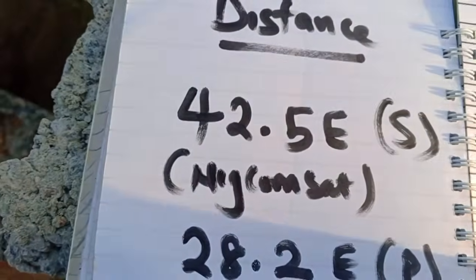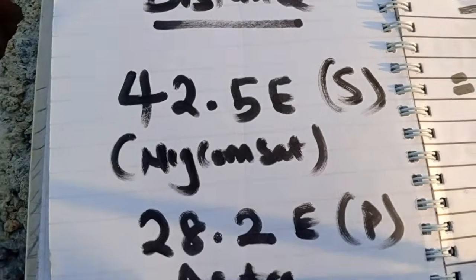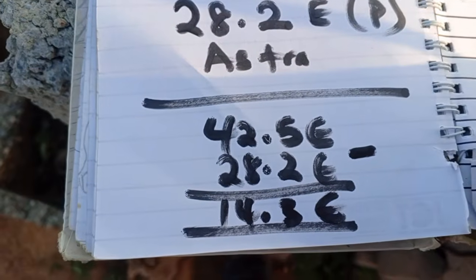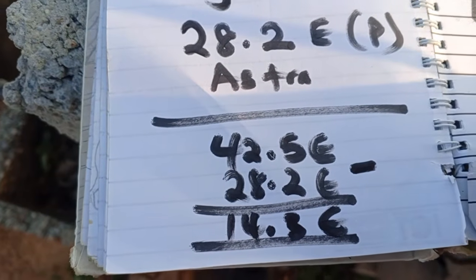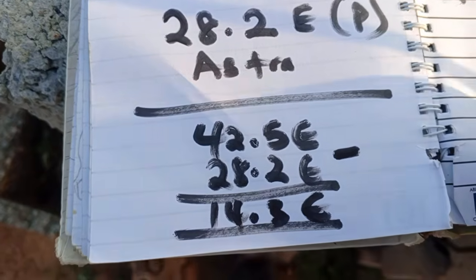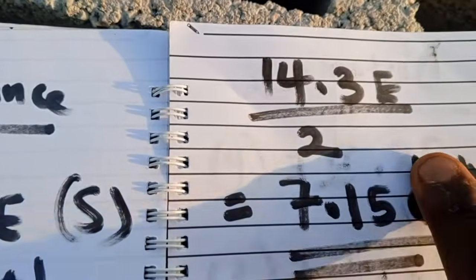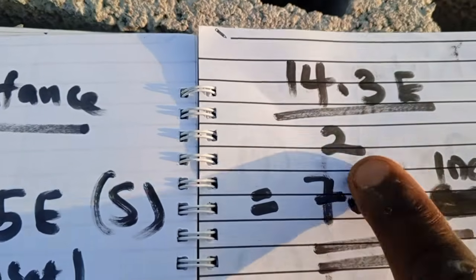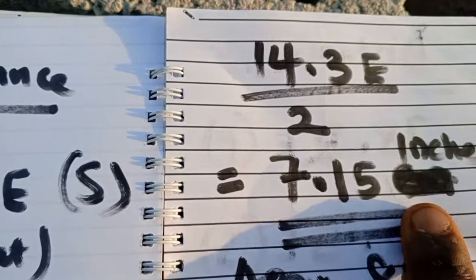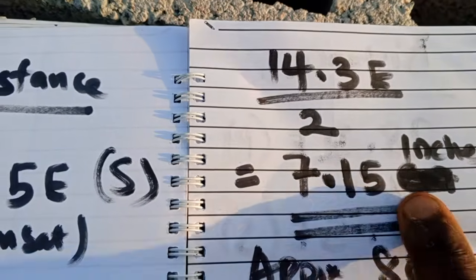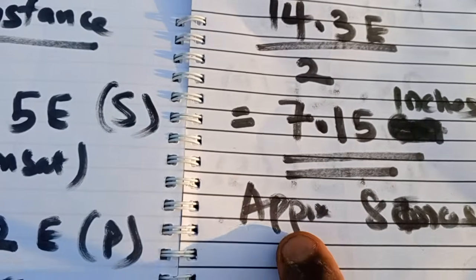So this is what you need: 42.5E and 28.2E. 42.5 less 28.2, you have 14.3. Since you are looking for the distance between two, which is average, you divide it by 2, you get 7.15 inches, approximately 8 inches.